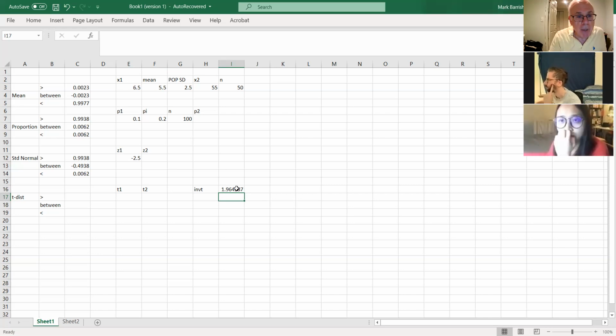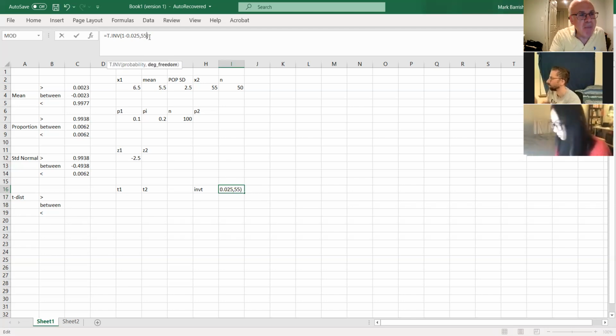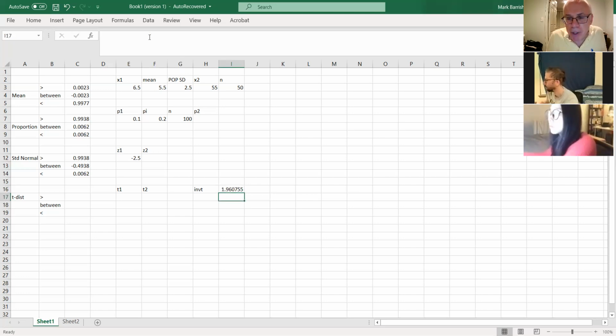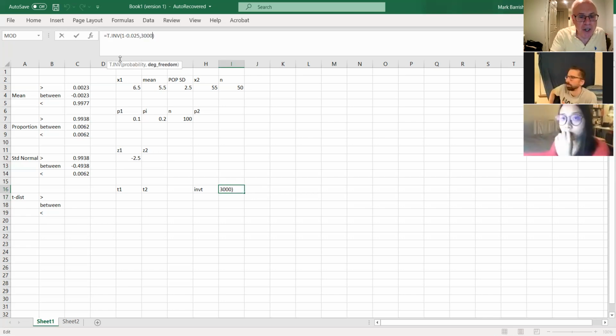1.964. And then let's assume there's 3,001 people in our sample. So let's make this 3,000. And it doesn't quite get to 1.96. You see how it gets closer and closer? But it will never get to 1.96. If I add a few zeros there to make it like 30 million, a big sample, well, you know what? It does get below.